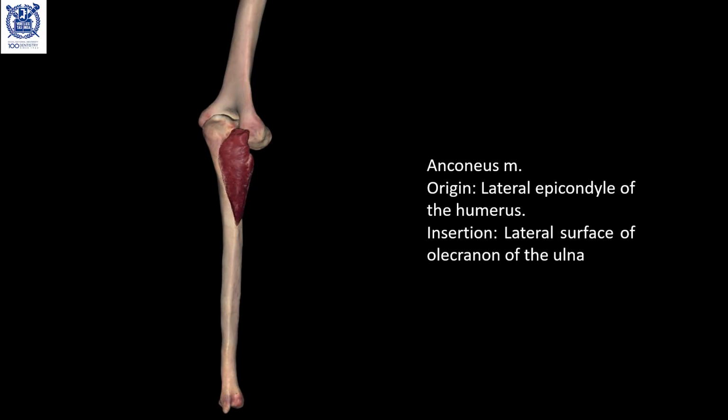Anconeus muscle. Origin: lateral epicondyle of the humerus. Insertion: lateral surface of the olecranon of the ulna. The anconeus is a small muscle that stabilizes the elbow joint during movement. Some embryologists consider it the fourth head of the triceps brachii, as the upper and lower limbs have similar embryological origin, and the lower limb contains the quadriceps femoris muscle, which has four heads, and it is the lower limb equivalent of the triceps.